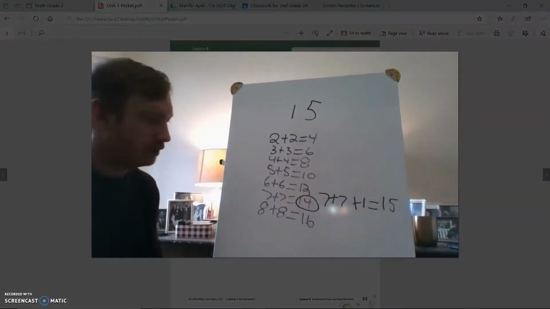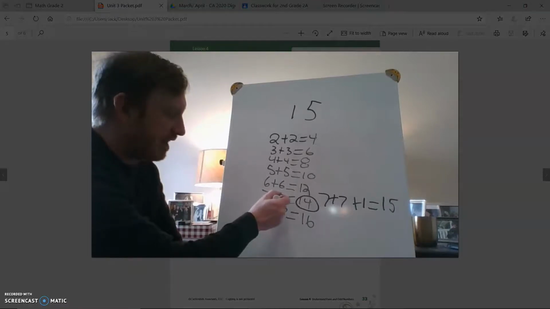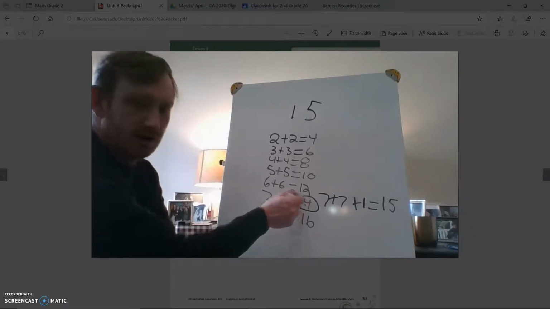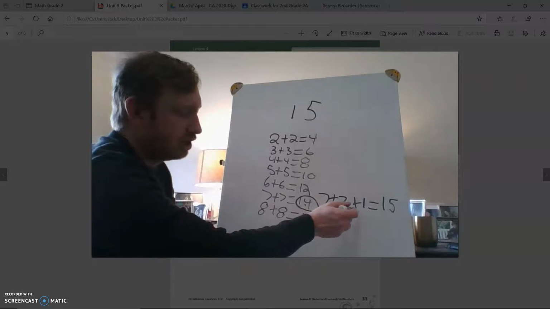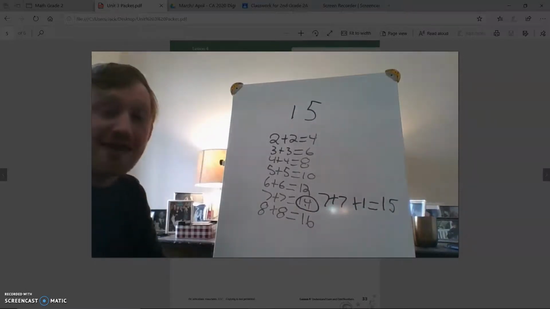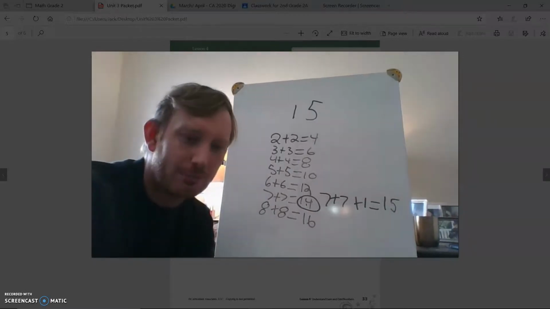And that's what we did over here. We had found our doubles fact to get us 14. And then we did our doubles fact plus 1 to get us 15. And that means that it's an odd number.